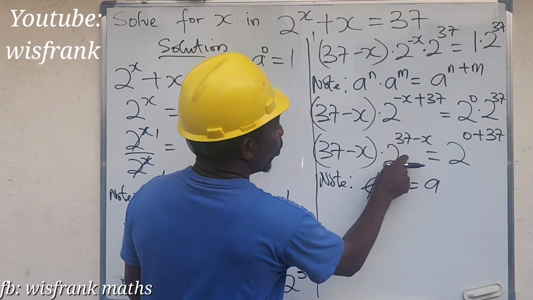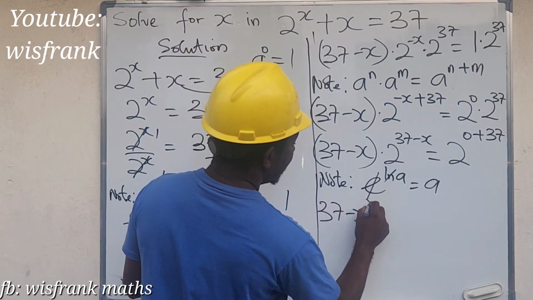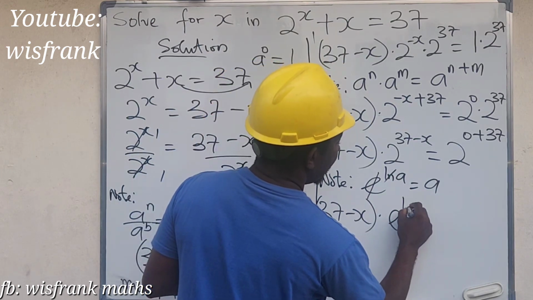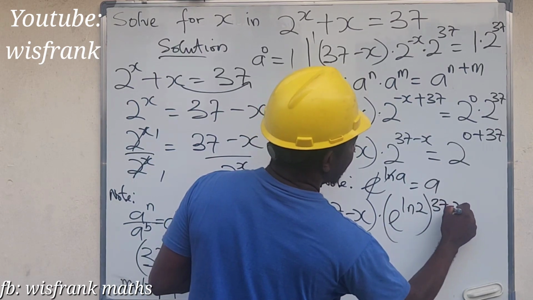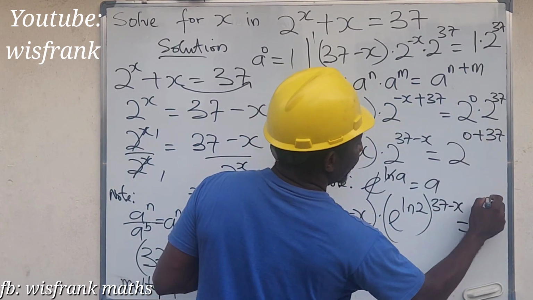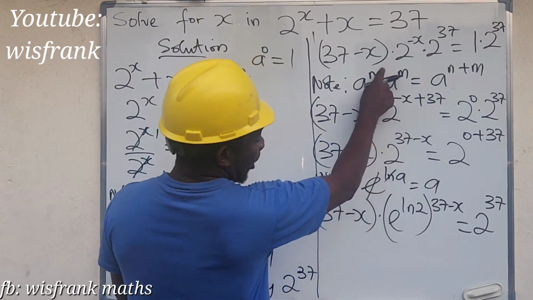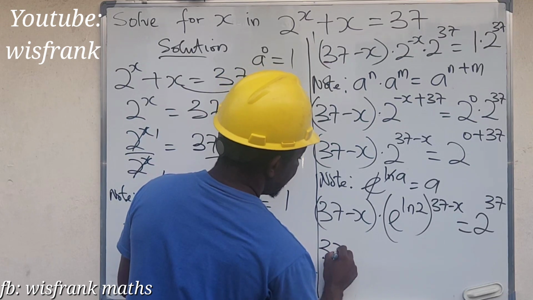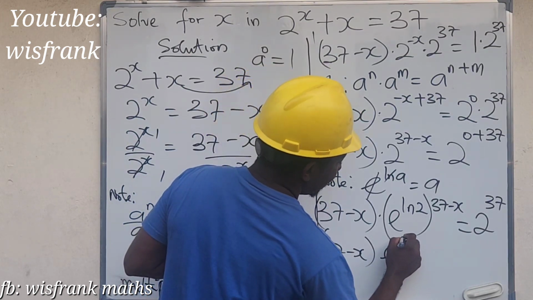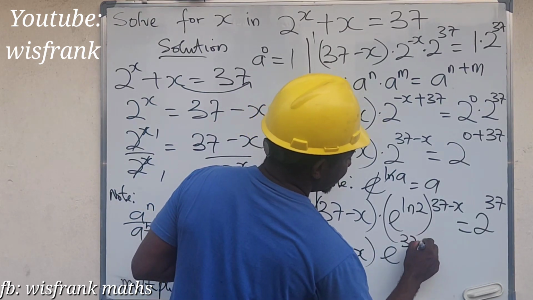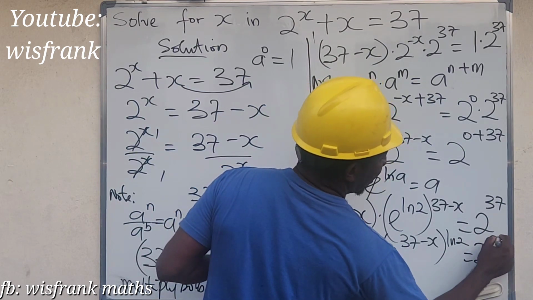In that case, we want to substitute that where we have 2 here. So we have (37 minus x) times e^(ln 2). We bring down 37 minus x equals 2 raised to the power of 37. That is what we have. We can rearrange this or use the same rule. Here will become (37 minus x) times e^(ln 2 times (37 minus x)), then we have equals 2^37.